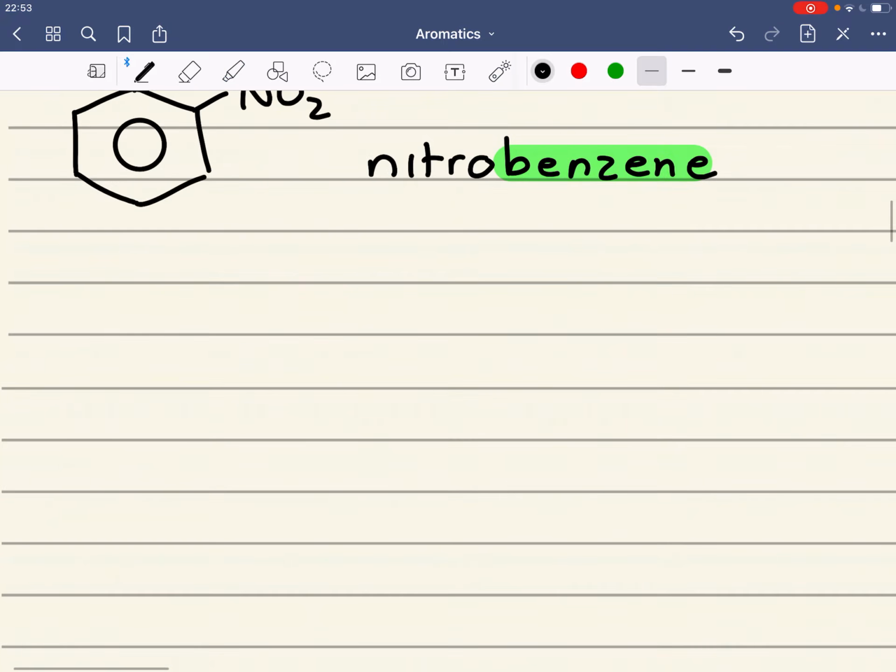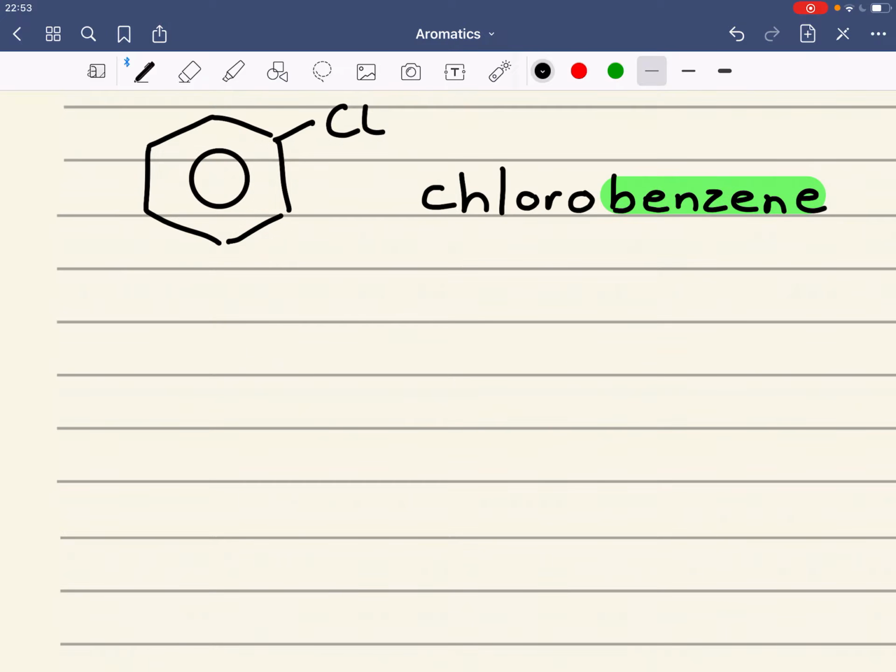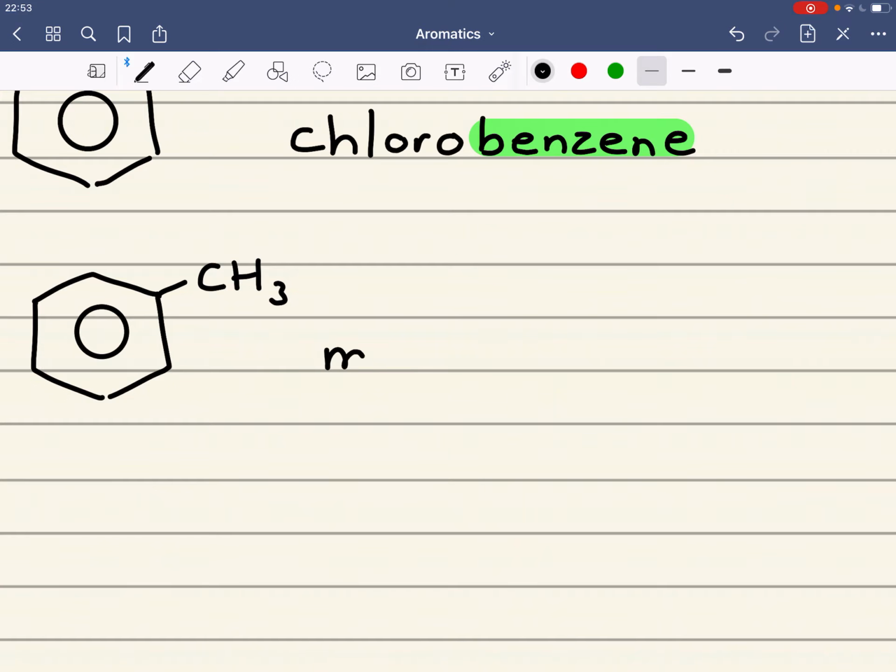Other examples would include, if I've got a halogen atom attached, for example chlorine, this would be chlorobenzene, with benzene again being my suffix. Another example would be if I had a molecule such as this here, and this would be methylbenzene.